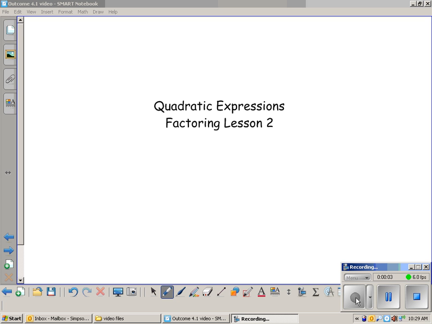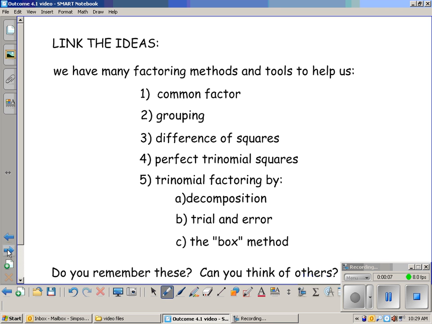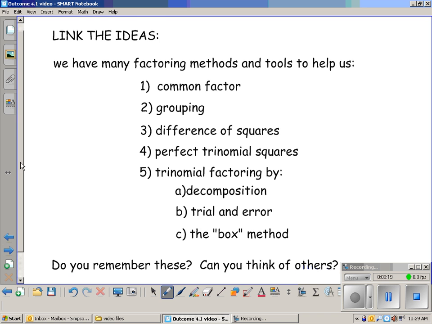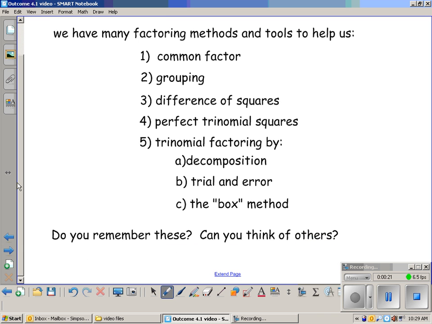Quadratic Expressions Factoring, Lesson 2. We have many factoring methods and tools to help us: common factor, grouping, difference of squares, perfect trinomial squares, trinomial factoring by decomposition, trial and error, and the box method. Do you remember these? Can you think of others? You may not be familiar with all of these, but remember that your box method will work in all cases.